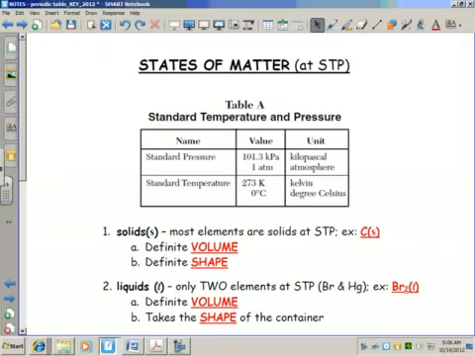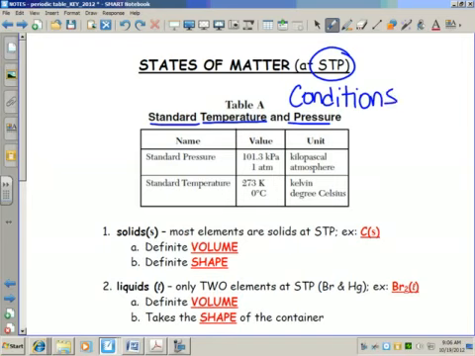States of matter and STP. Okay, STP refers to standard temperature and pressure. These are conditions under which we carry out different chemical reactions.